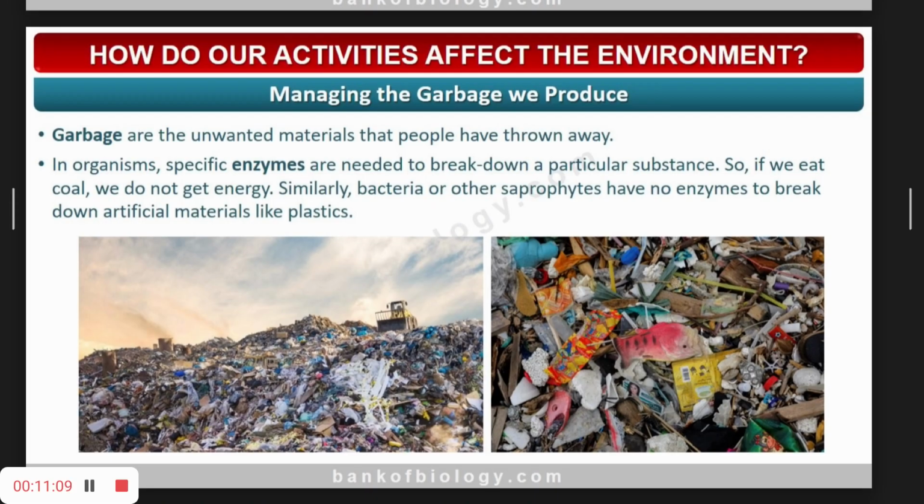So the enzymes which are acting on the biodegradable substance, they are called biodegradable waste.